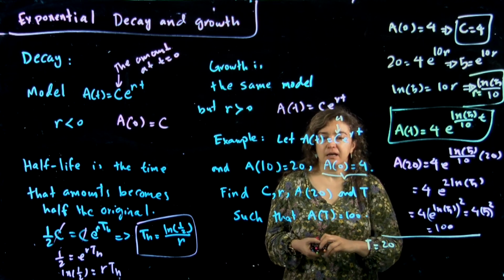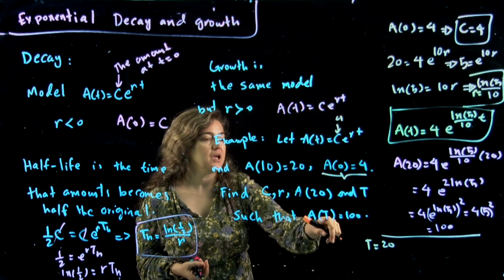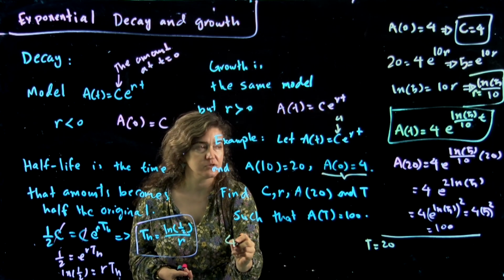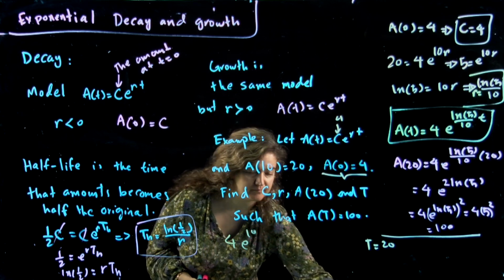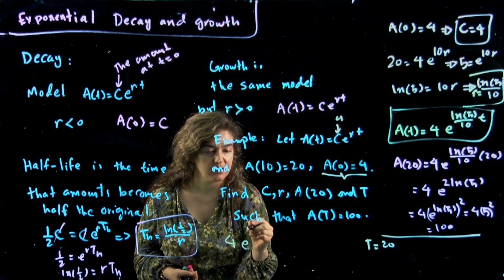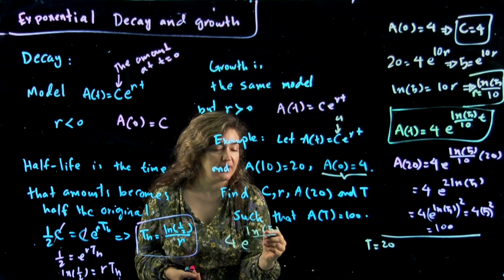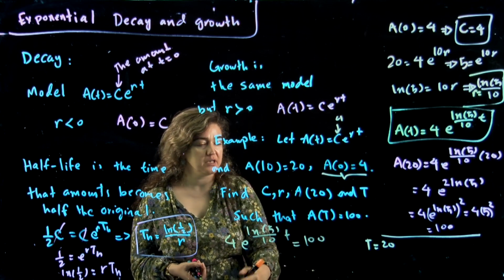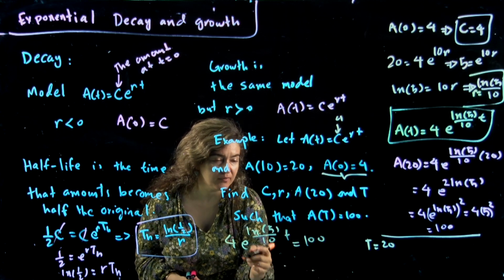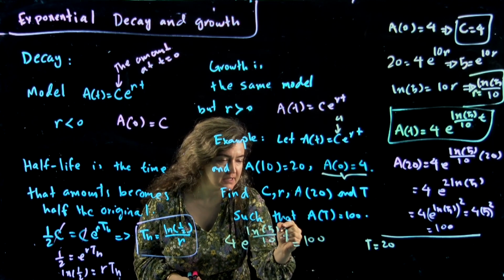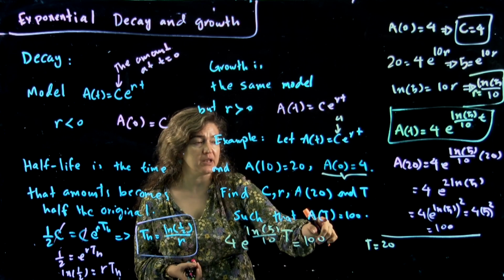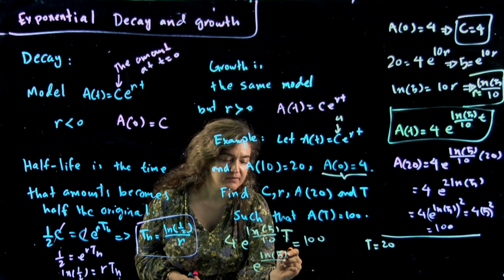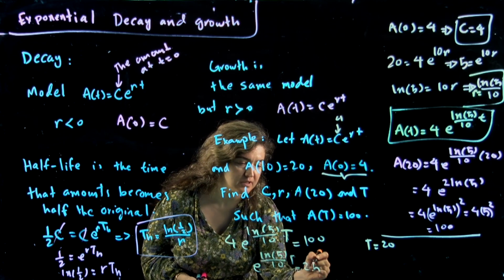How do we do that? Let's go back over here. What we need to do is, in the model, plug in that t. So 4 e to the power natural log of 5 divided by 10 times t, and set that equal to the output, 100. And then we have to solve for t in here. So this is the t time, and I'm using capital letter because this is specific t. So e to the power natural log of 5 divided by 10 times t is equal to 25.